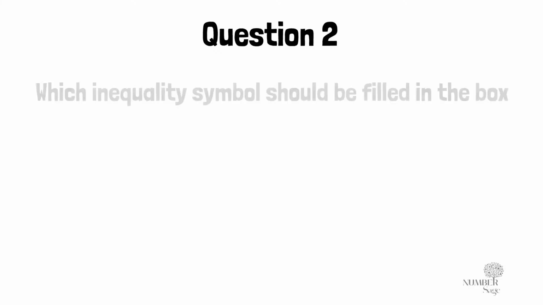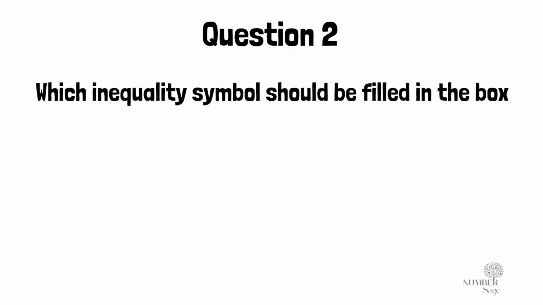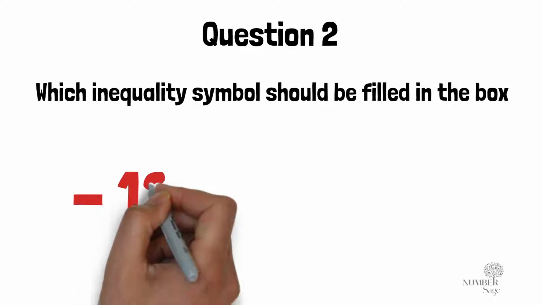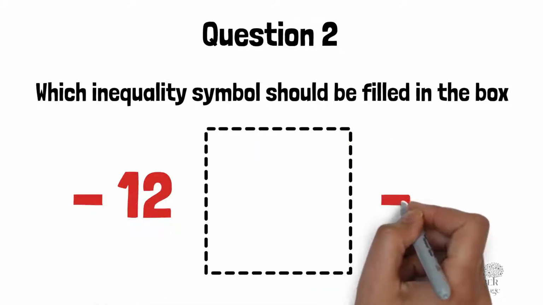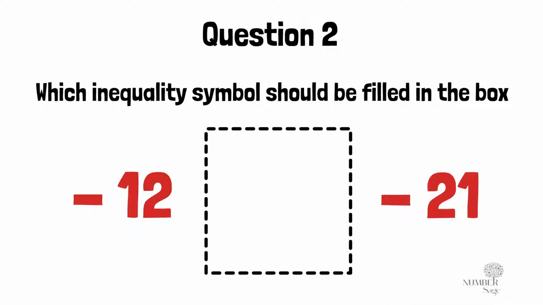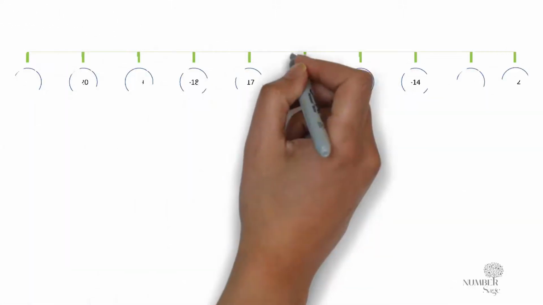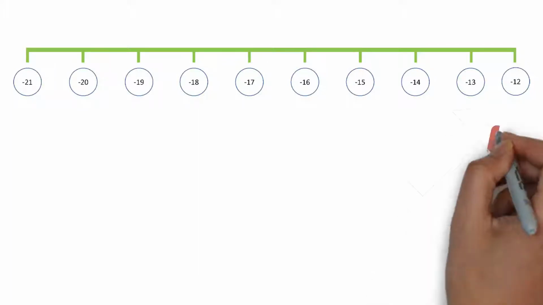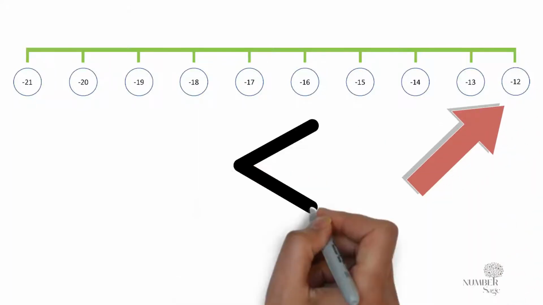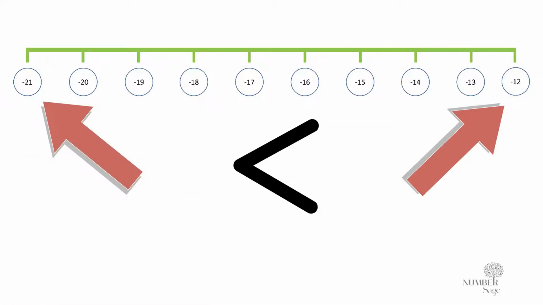The next question is, which inequality symbol should be filled in the box? Negative 12 is larger than or lesser than negative 21. Since both the numbers are negative, we need to identify whether negative 12 is larger than or lesser than negative 21. To solve this question, let's draw a number line and plot the values accordingly. From the number line, it is clear that negative 12 is larger than negative 21. So the answer to this question would be negative 12 is larger than negative 21.